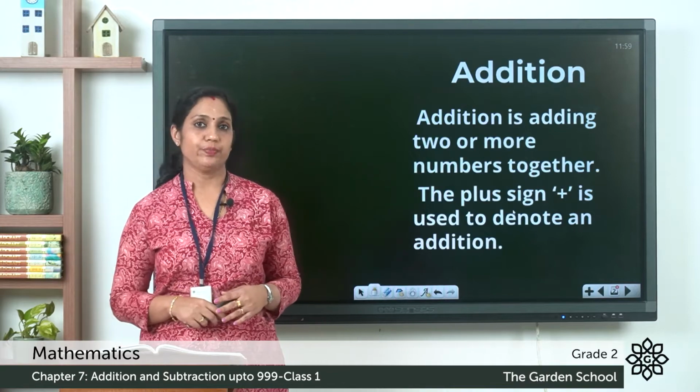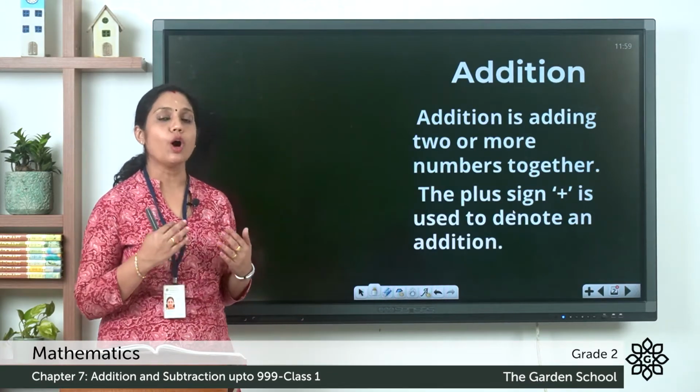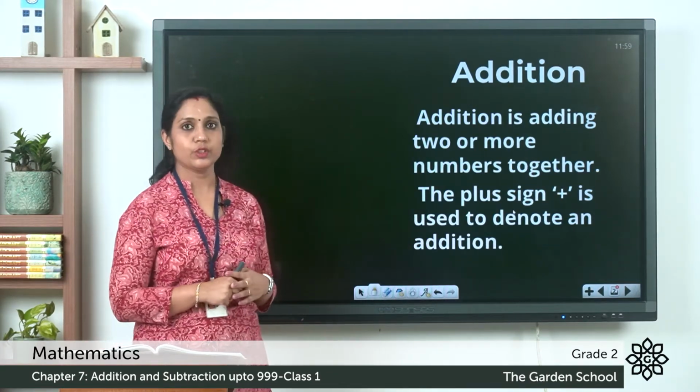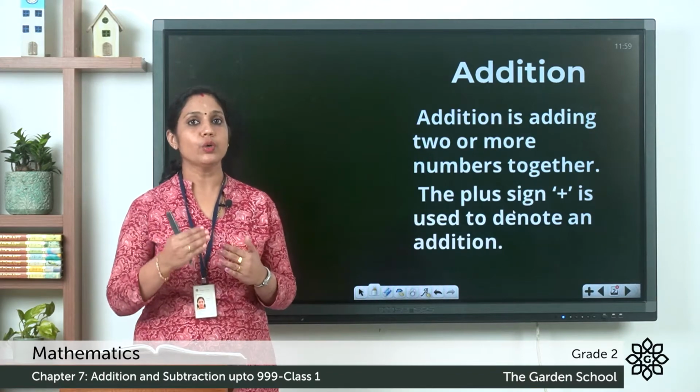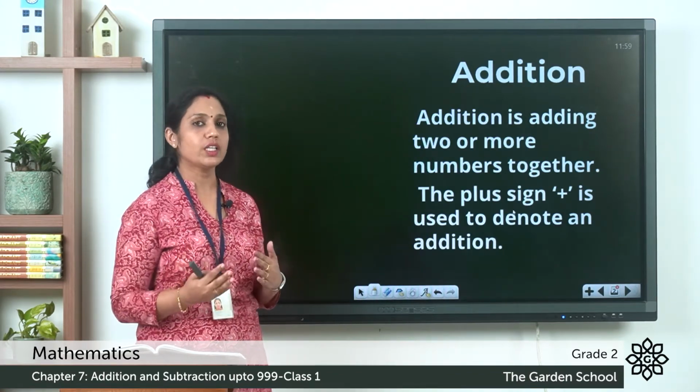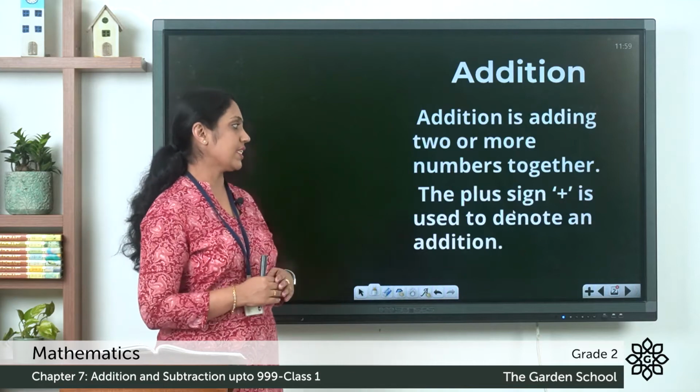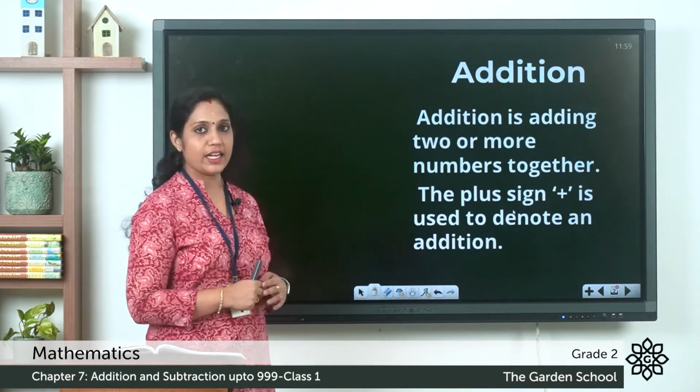So what is addition? Addition is adding two or more numbers together. When you get two or more numbers, what do you do? You add the numbers, right? And what is the symbol for addition? The plus sign is used to denote an addition.